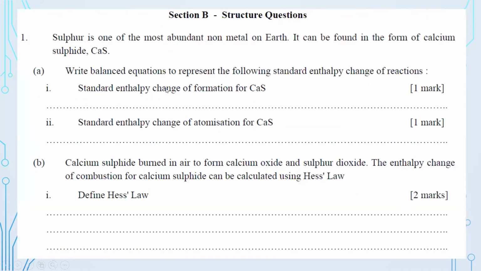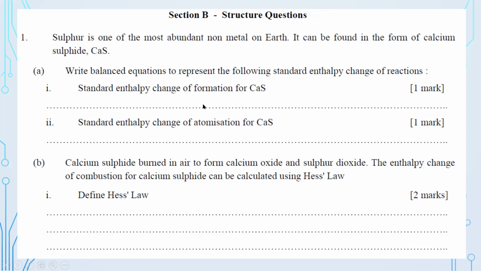Okay, so section B sounds like this. Sulfur is one of the most abundant non-metals on Earth. It can be found in the form of calcium sulfide. A, write a balanced equation to represent the following standard enthalpy change of the reaction. Number 1, standard enthalpy change of the formation for calcium sulfide, CaS.